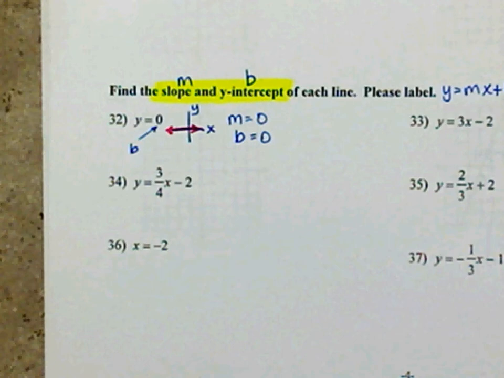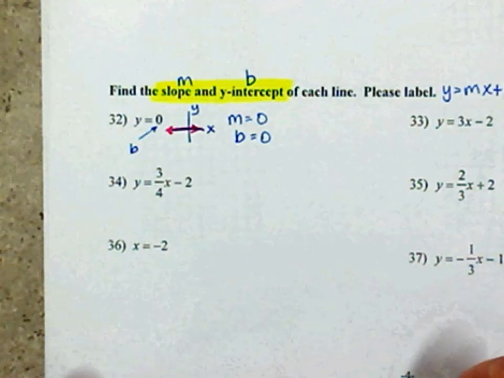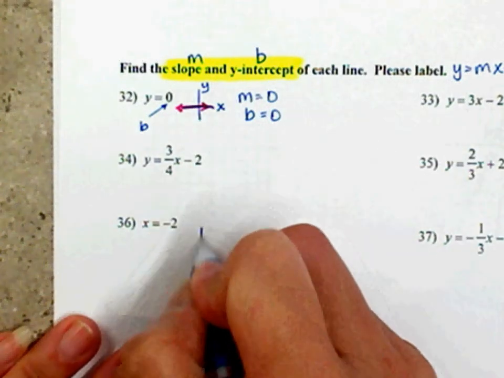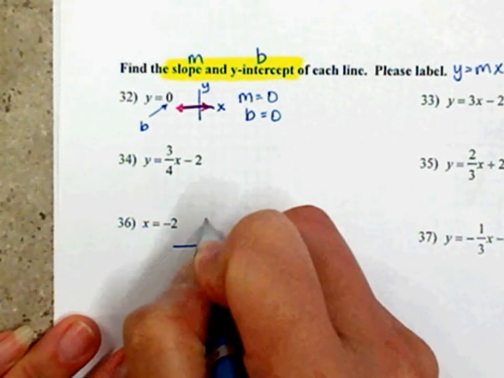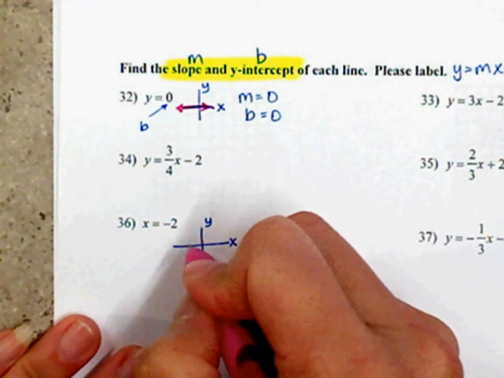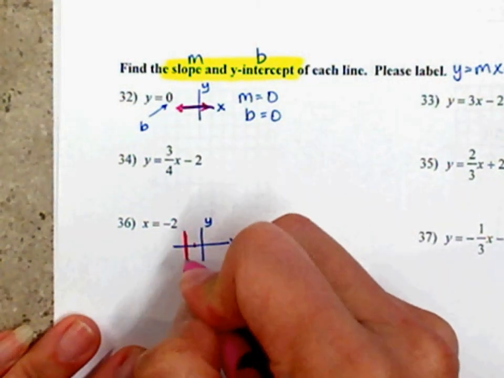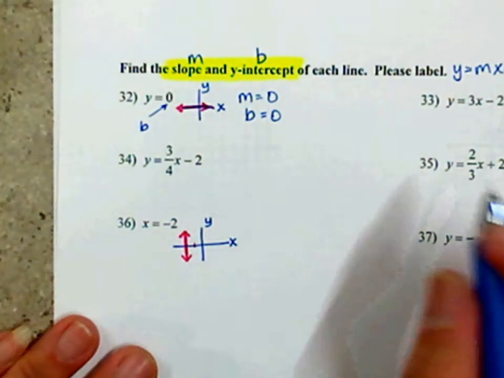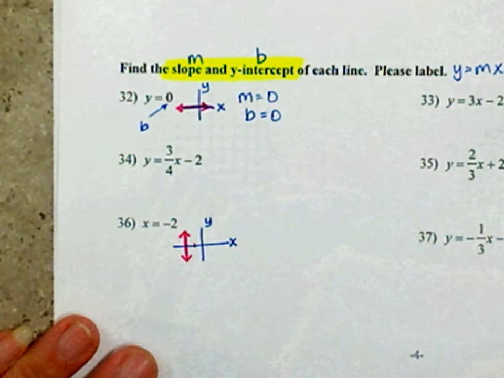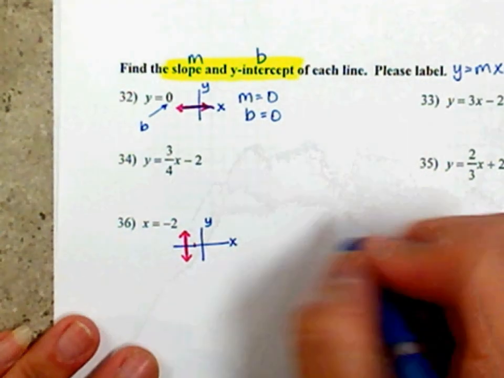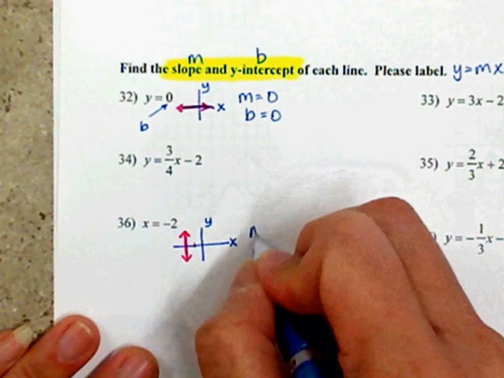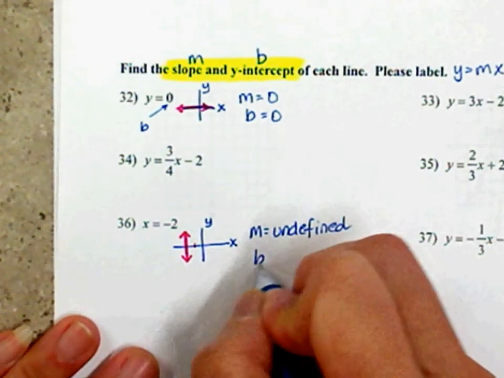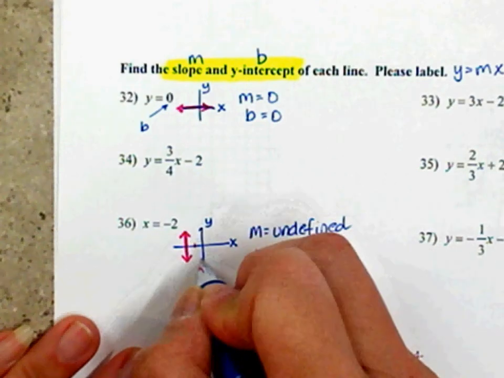All right. Let's look at number 36. Notice I have no Y here. So if I were to graph this one, here's my X, here's my Y. -1, -2. It's for ACT Aspire when you guys take your test. All right, notice it goes up and down, so the slope here is undefined. And the B never crosses the Y, okay? So this one does not exist.